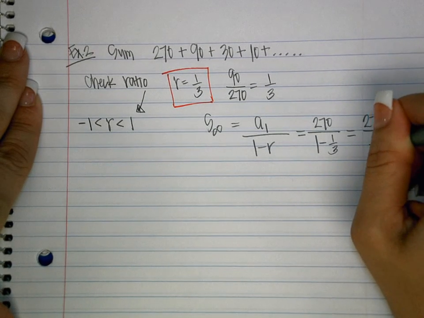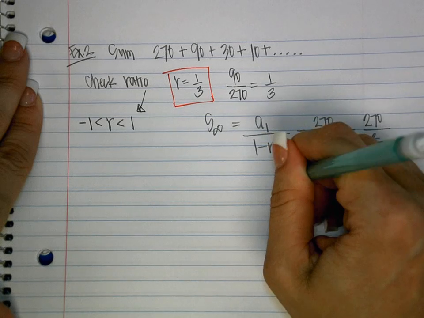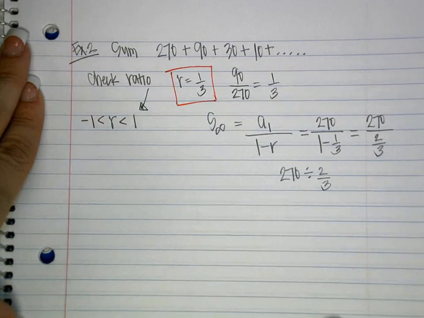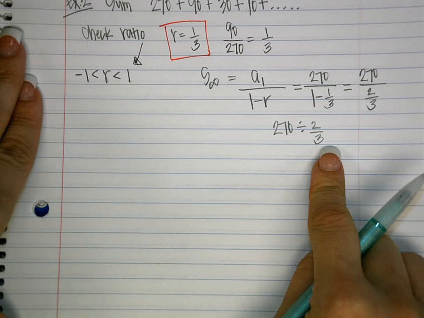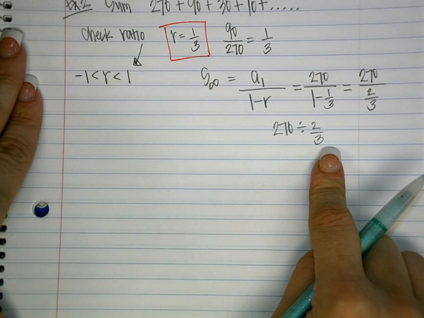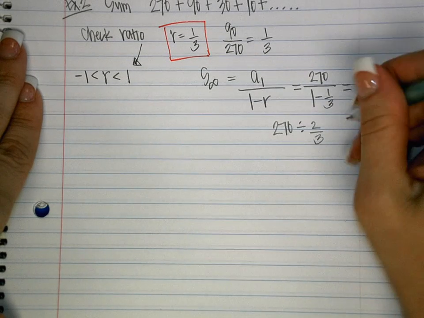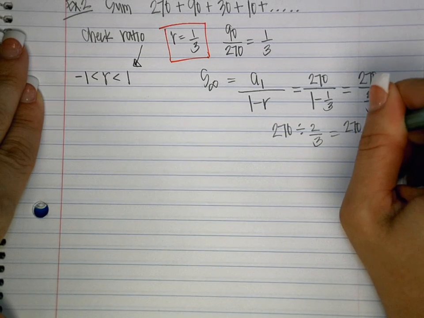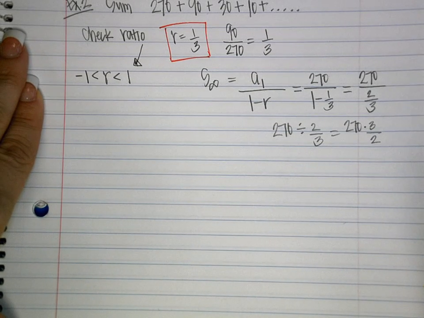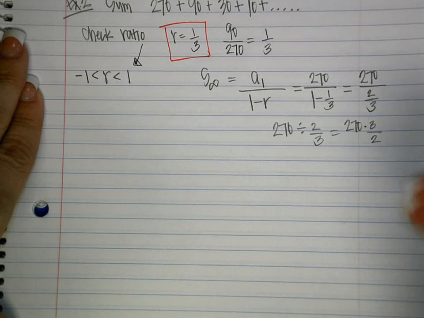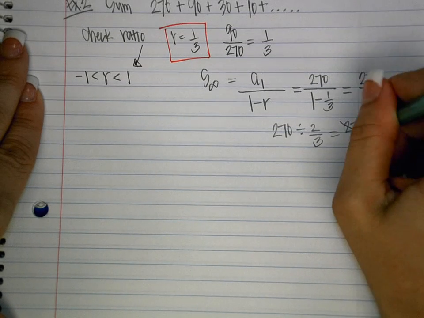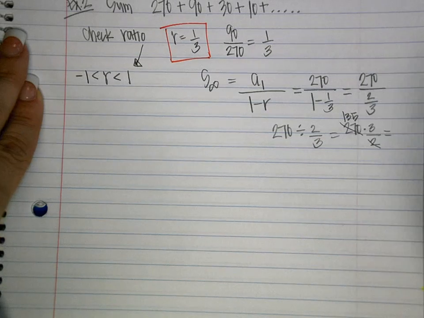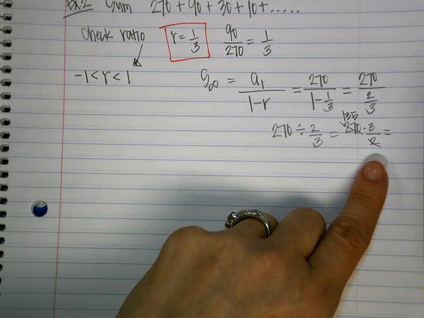2/3. So if you rewrite this, this is 270 divided by 2/3. An easier way of doing that is to multiply by the reciprocal. So 270 times 3 over 2. Then you can cross cancel. 270 and 2 cross cancel to give you 135. 135 times 3 gives us what? You can use calculators for this.